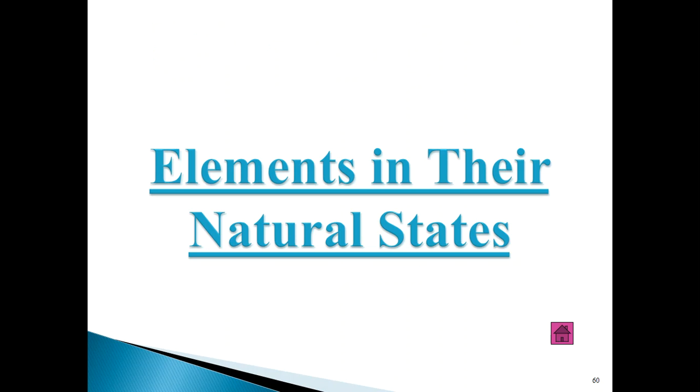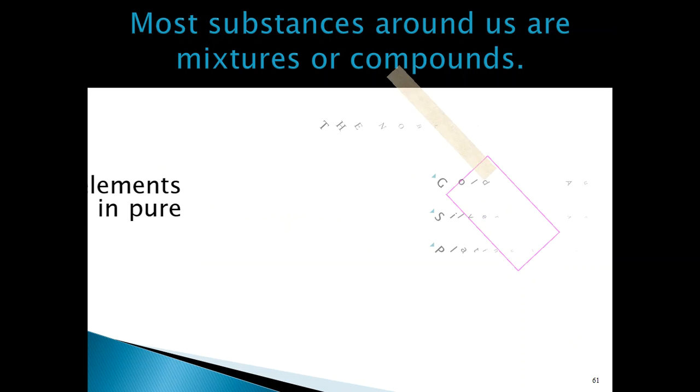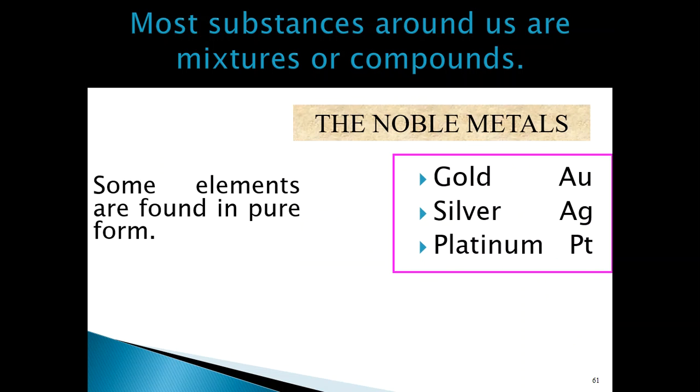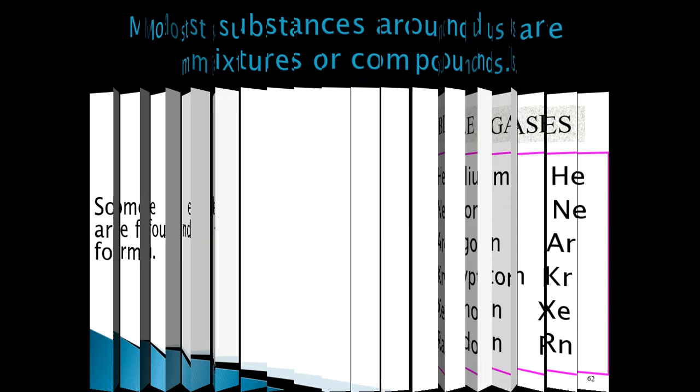Okay, the elements in their natural states. Most substances around us are mixtures or compounds, right? Now, there are certain elements that are actually found in nature in the pure form. These are called the noble metals, such as gold, silver, and platinum. All right. And then we have these elements, which are also found in the pure form, so to speak: helium, neon, argon. In other words, they're not combined chemically with anything else.